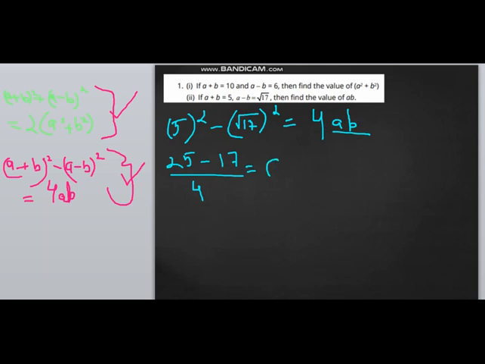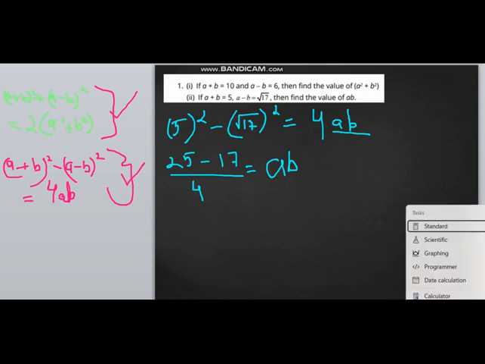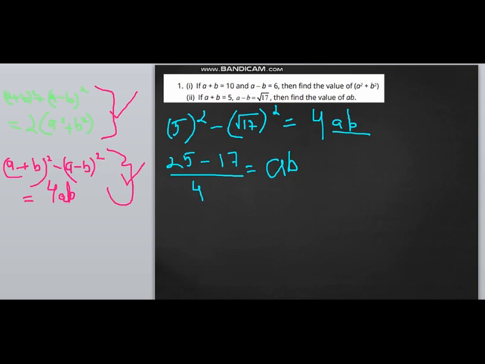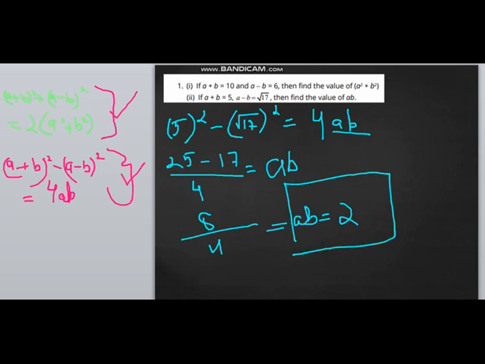And gives us ab. 25 minus 17, let's do that. 25 minus 17 is 8. Divided by 4 is ab. 8 divided by 4 is 2. So ab is 2. We have the answer here.